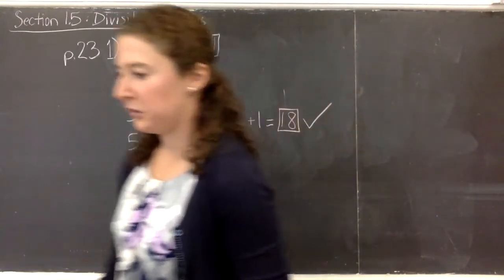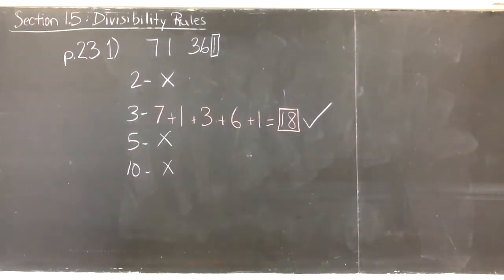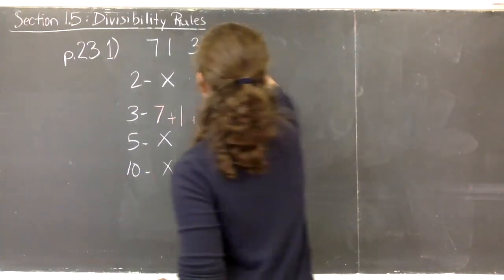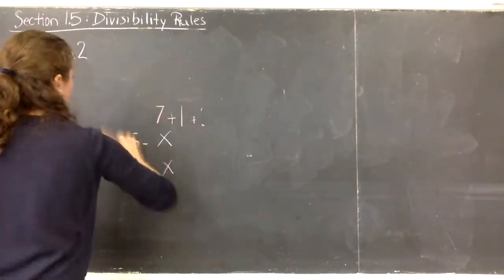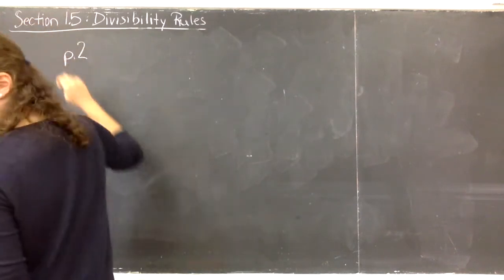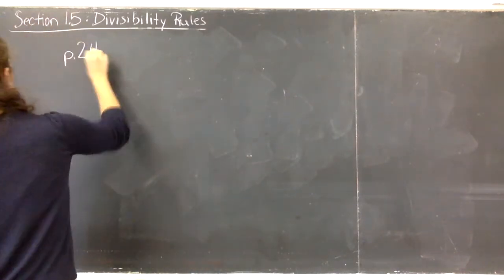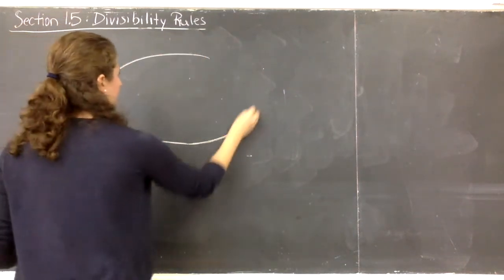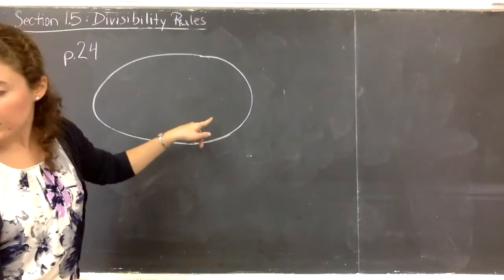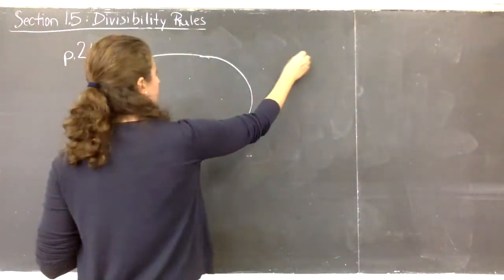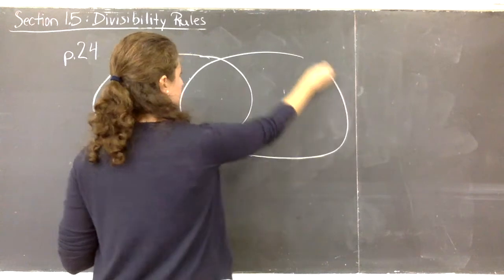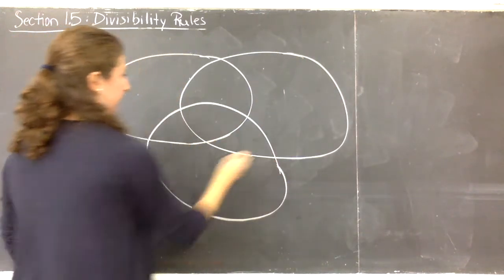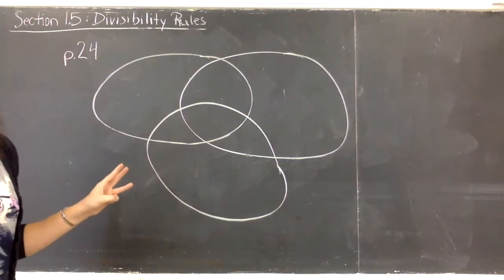Now, on the next page in your math book, you have a chart, a Venn diagram on page 24. So I'm going to show you that quickly. So here on page 24, there's a diagram that looks like this. After that, it looks like this. And then down here, it looks like this. So I have 3 different ones.